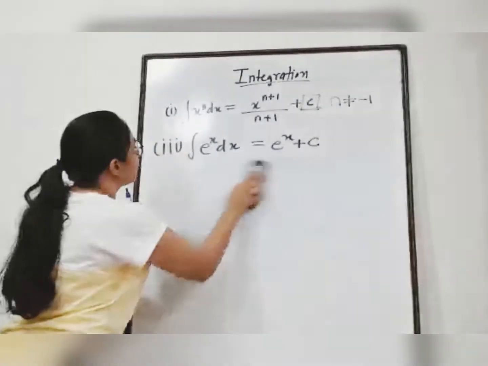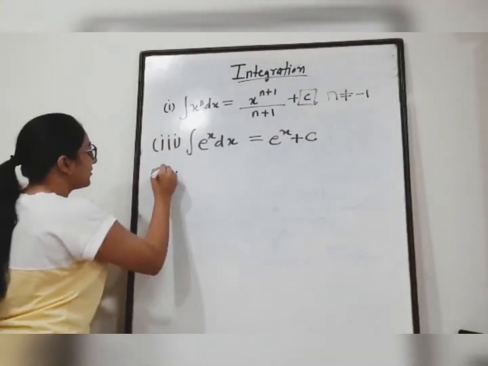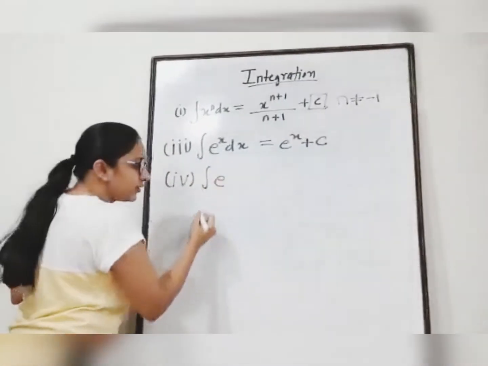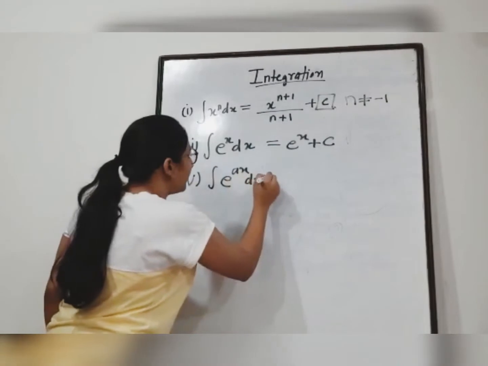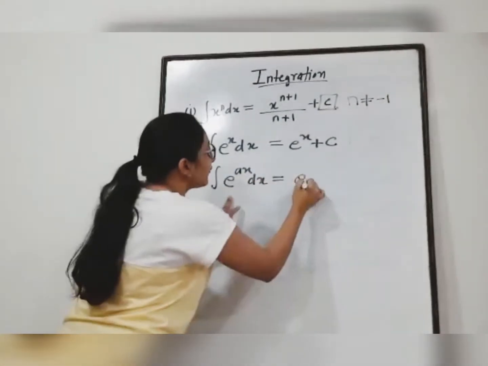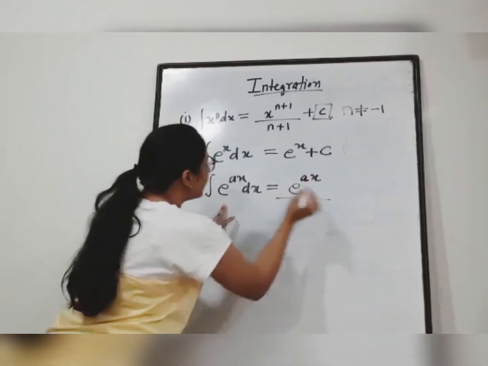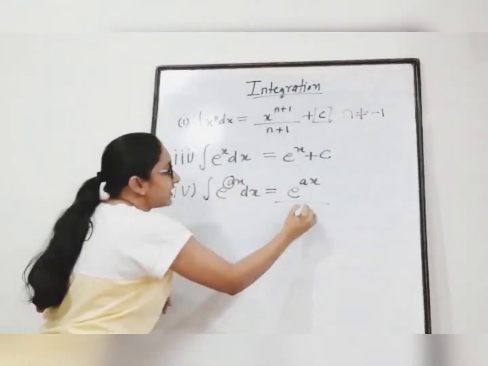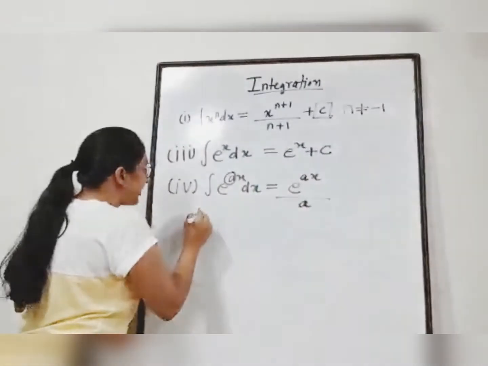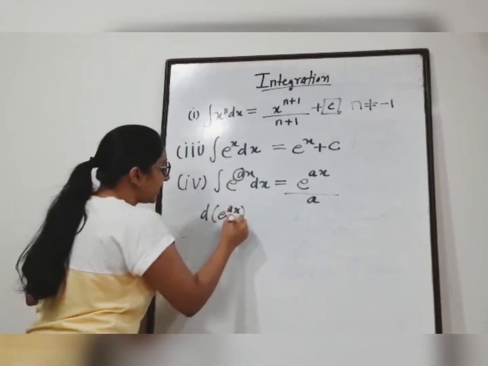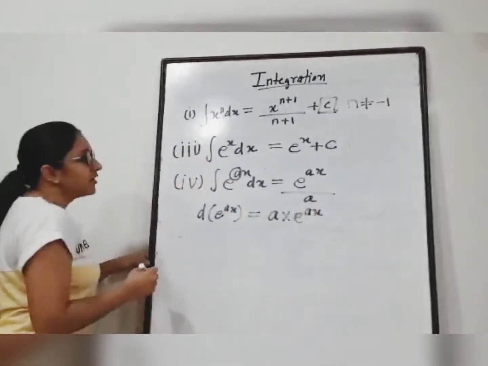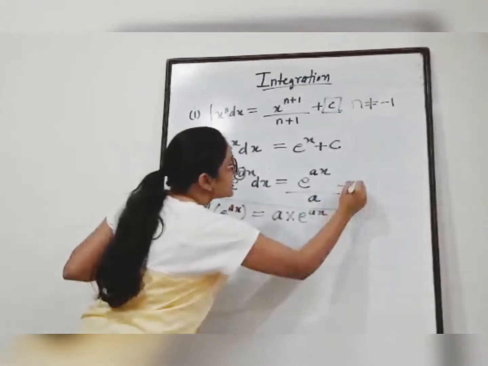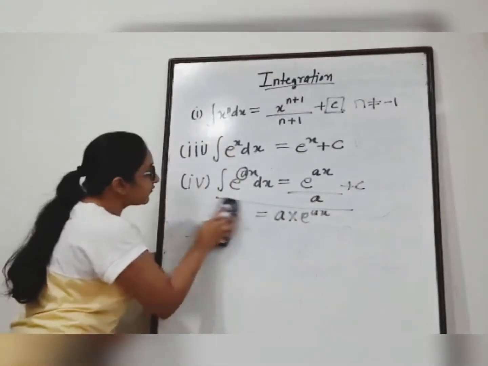Moving on, the fourth formula is integration of e to the power ax dx, which is e to the power ax divided by a, since a is a constant here. We divide by a because while differentiating e to the power ax, we used to multiply by a into e to the power ax. So in integration we will divide, plus c. This is the fourth formula.